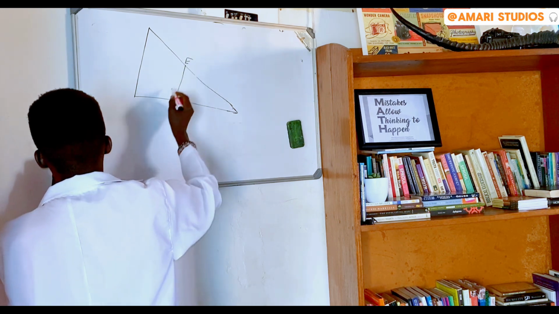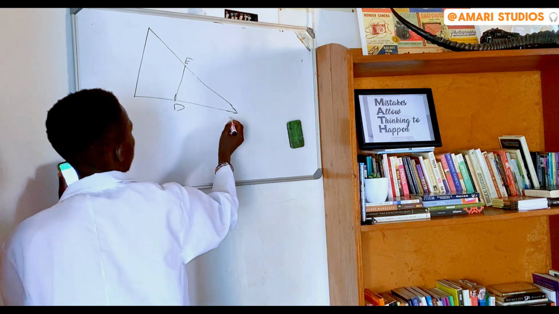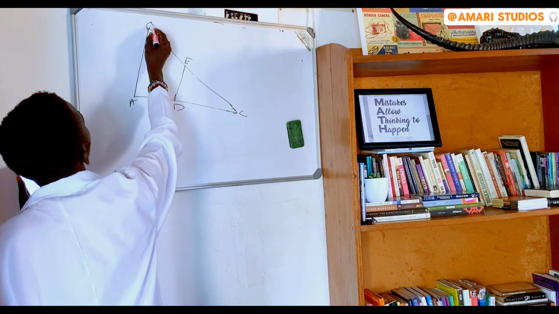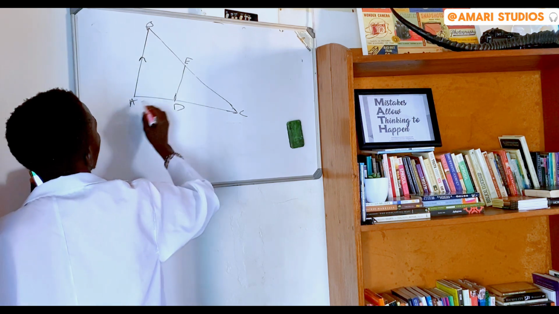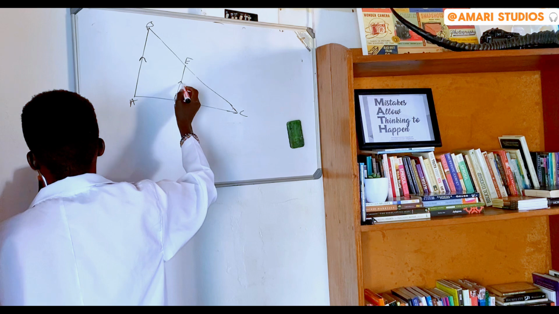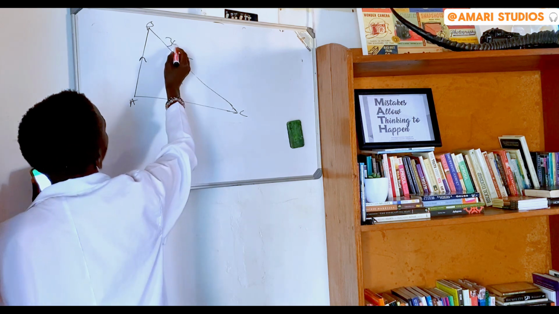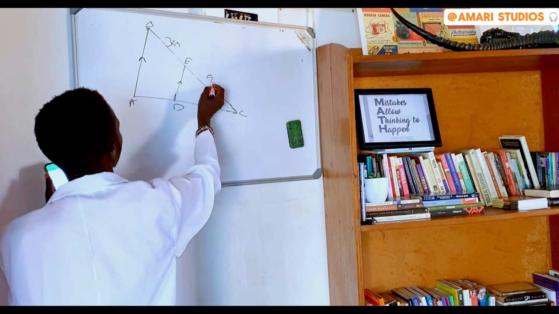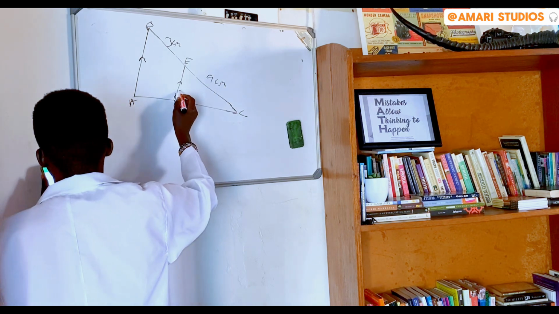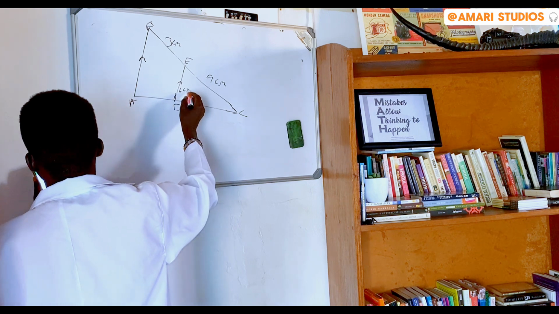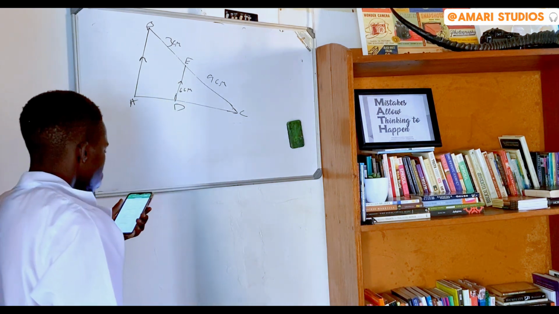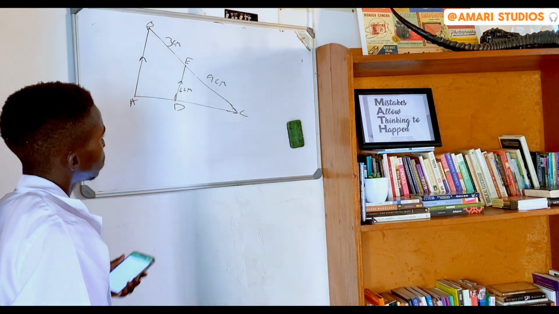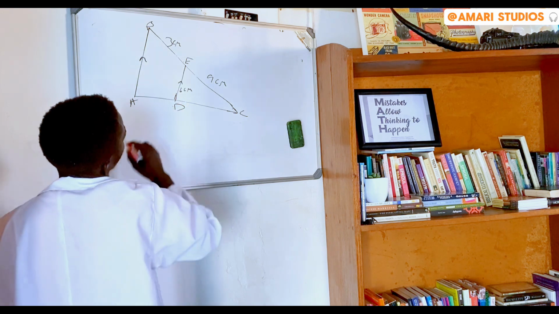So we have E, point D, point C, point A, and point B. AB and ED are parallel. Then this is 3 centimeters, B is 3 centimeters, then EC is 9 centimeters, then ED is 6 centimeters. So now the question is saying find the ratio of DE to AB in its lowest term.